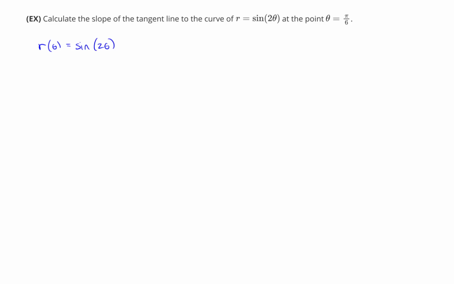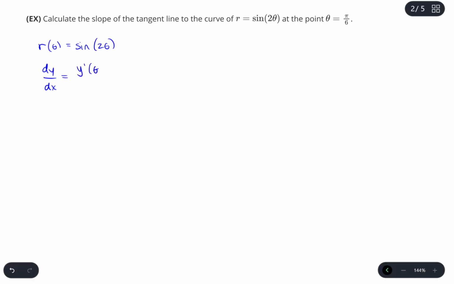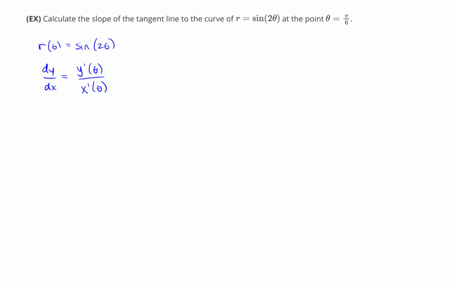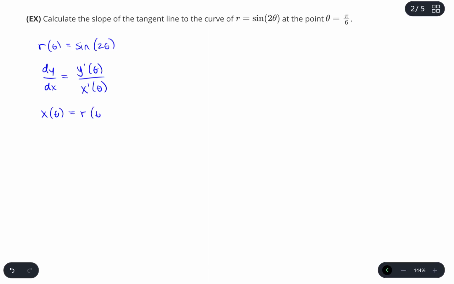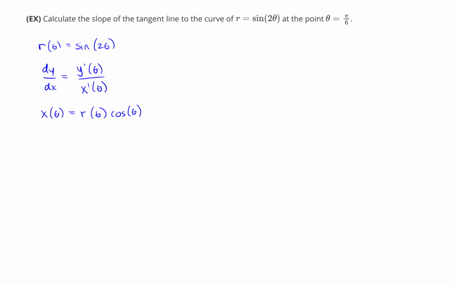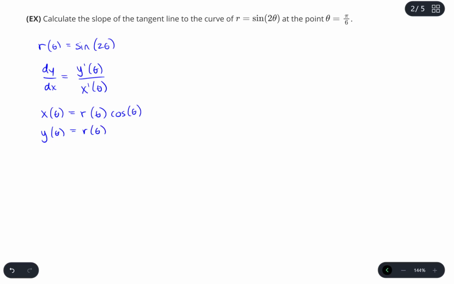So what we have to do is we have to break this down into a dy dx, and according to what we've set up, this is going to be y prime of theta divided by x prime of theta. So we need to be able to write x and y in terms of the function theta. So the way we're going to do that is to take advantage of the transformations. X of theta is r of theta cosine theta. And I'm emphasizing that this function is an r of theta and this function is an x of theta, simply so that you know that my derivative is in terms of theta. And then I have y of theta equals r of theta sine of theta.